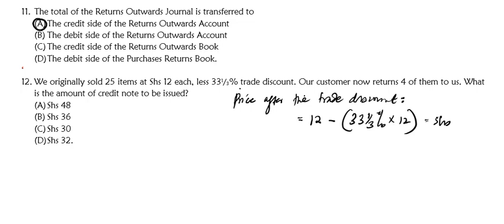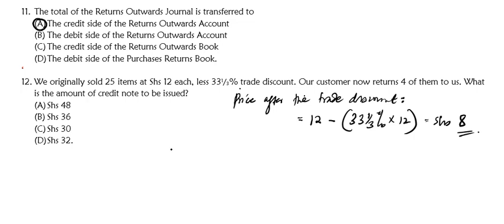Of course the reduction is going to be 4. When you get 33 and 1/3% times 12, there is a reduction of 4. So 12 minus 4 gives us shillings 8. So 8 is the new price after the trade discount.